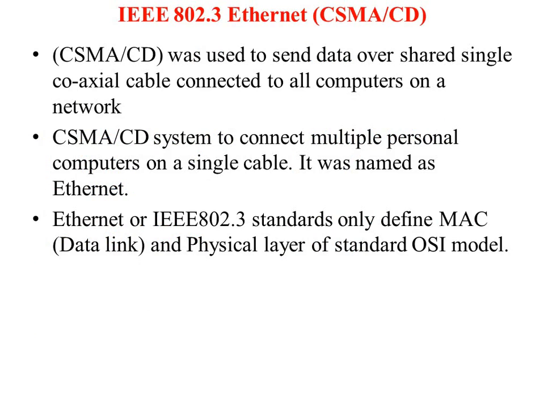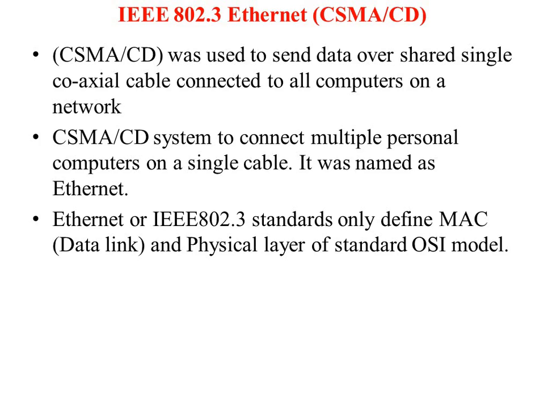Now our focus will be on 802.3 Ethernet, which uses the CSMA/CD communication technique. CSMA/CD, that is carrier sense multiple access with collision detection, was used to send data over a shared link, that may be a coaxial or a twisted pair type of cable, used to connect all the computers in the network.